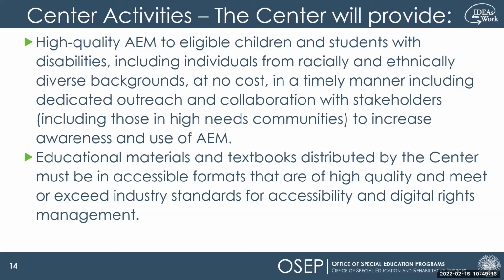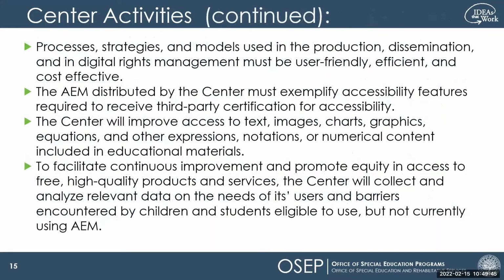Next, as a condition of this grant, the educational materials and textbooks distributed by the center must be in accessible formats that are of high quality and meet or exceed industry standards for accessibility. For example, Web Content Accessibility Guidelines, WCAG 2.1 Level AA standard, or EPUB 3.2 accessibility standards, and digital rights management. Processes, strategies, and models used in the production, dissemination, and in digital rights management must be user-friendly, efficient, and cost-effective. The AEM distributed by the center must exemplify accessibility features required to receive third-party certification for accessibility.